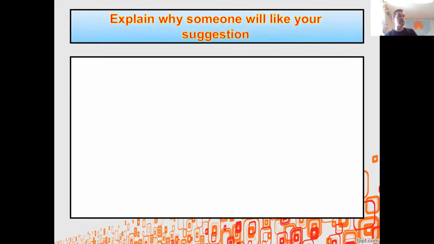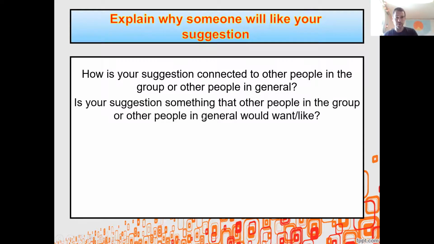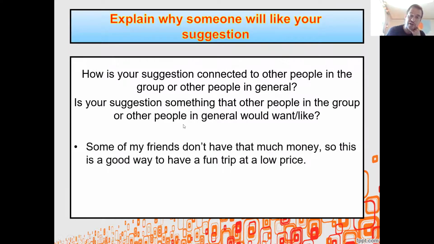The fourth way to give reasons for your suggestion is to explain why someone else will like your suggestion. So how is it connected? How is your suggestion connected to other people in the group or other people in general? I think we should go to Jeju. And is your suggestion something that other people in the group or other people in general would like or want to do? I think we should go to Jeju.